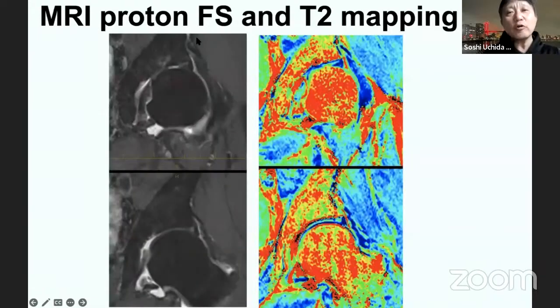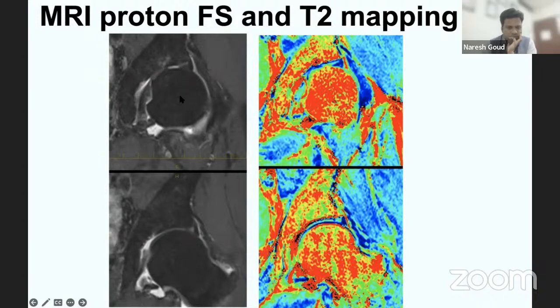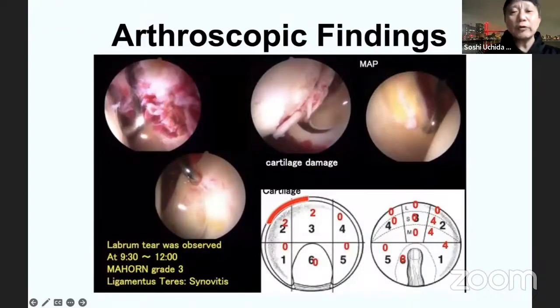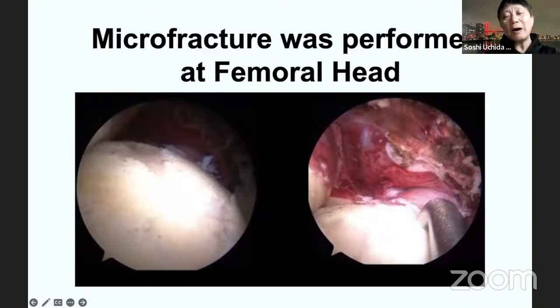But MRI proton fat suppression and T2 mapping showed, you can see here, the gray zone is normal, suggesting normal cartilage, but the white zone is a defect of the cartilage. And the T2 mapping showed a defect in the blue zone, suggesting cartilage damage. What we found on arthroscopy was a labrum tear and cartilage damage at the femoral head. And we performed labral repair, FAI correction, and microfracture for the femoral head cartilage damage.